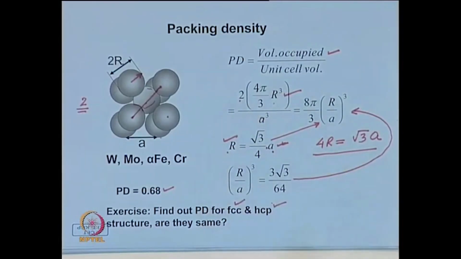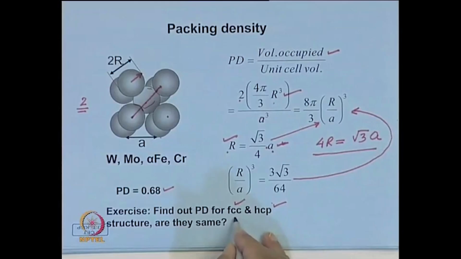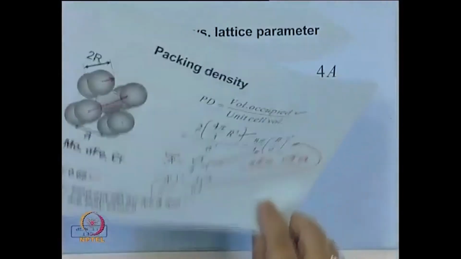And in the last class, we talked about some layer types of arrangement. If you try and recollect, you may find there is a similarity between face centered cubic and hexagonal close packed structure. So, therefore, possibly when you find this out, you will find this is the same for both, but please go through this calculation yourself.